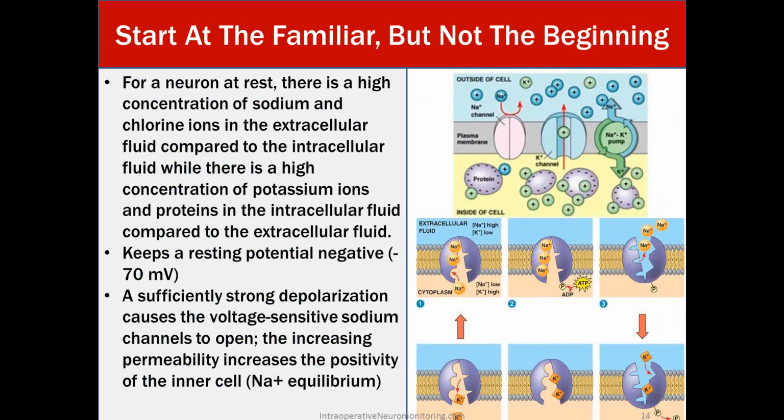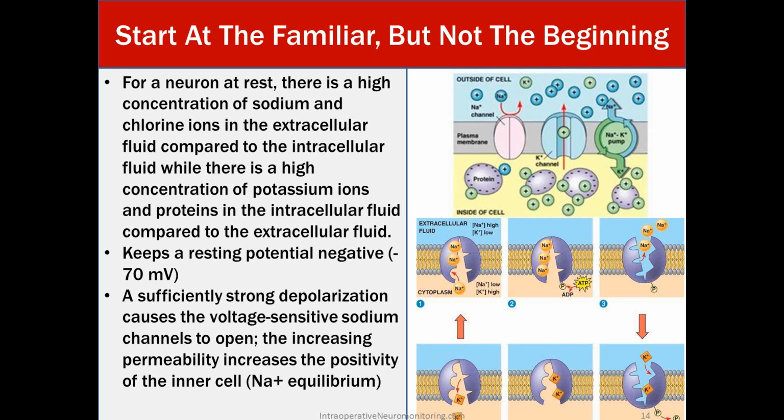Okay, so now we're going to start at the familiar, but not at the beginning. This is something that you probably have had back in college in any kind of physiology class that you've ever taken. For a neuron at rest, there is a high concentration of sodium and chloride ions in the extracellular fluid compared to the intracellular fluid, where there is a high concentration of potassium ions and proteins compared to the extracellular fluid. So we have our positive sodiums and our negative chlorides on the outside at rest. We also have our positive potassium on the inside and these very highly negative proteins as well inside.